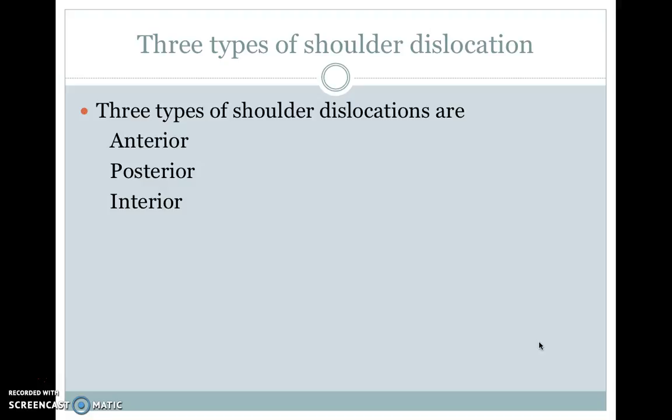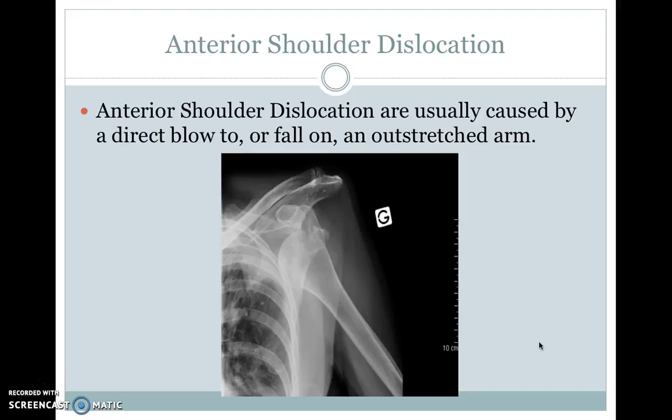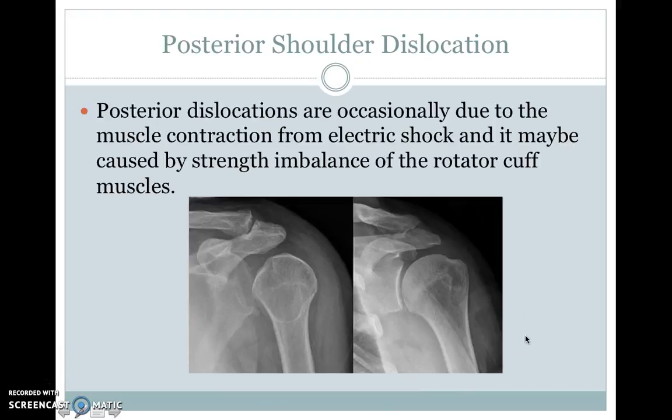Three types of shoulder dislocation. The three types of shoulder dislocation are anterior, posterior, and inferior. Anterior shoulder dislocation. Anterior shoulder dislocations are usually caused by a direct blow to, or a fall on, an outstretched arm. This is an example of an anterior shoulder dislocation.